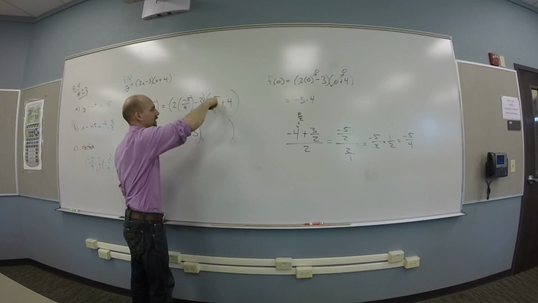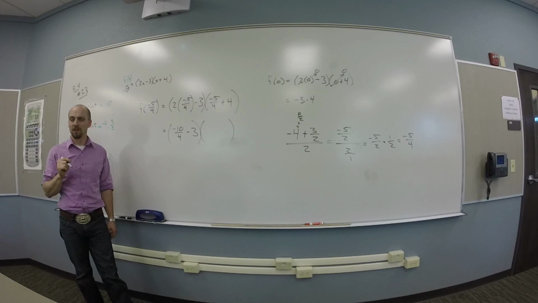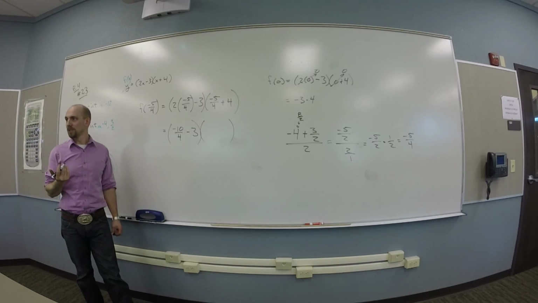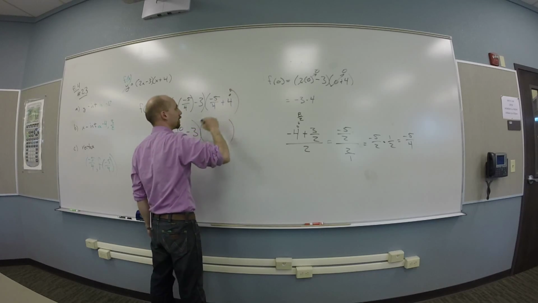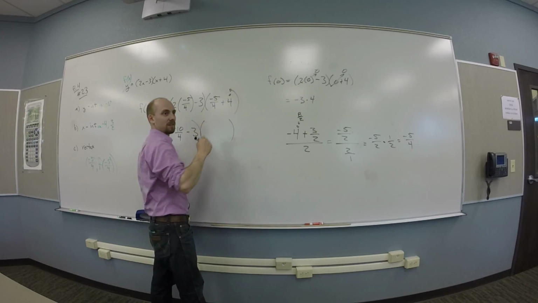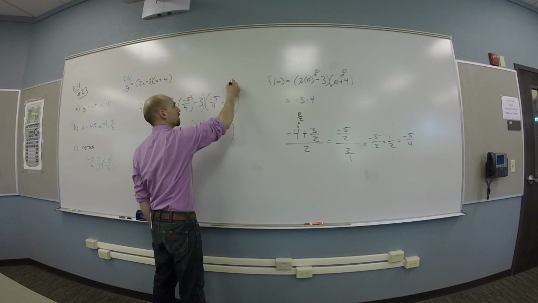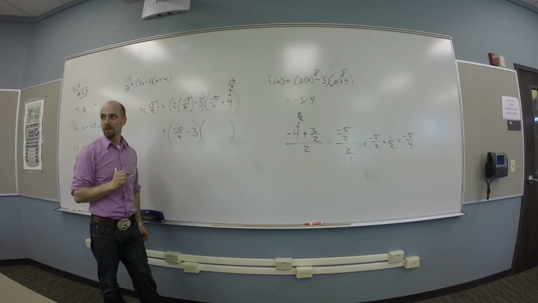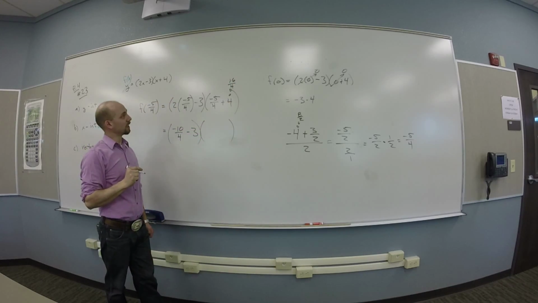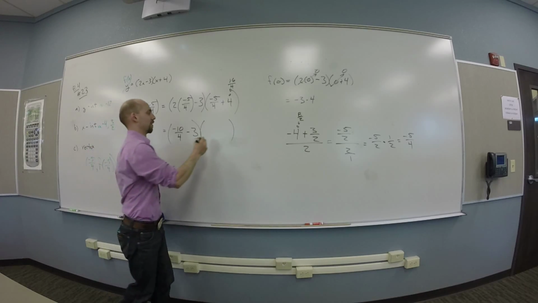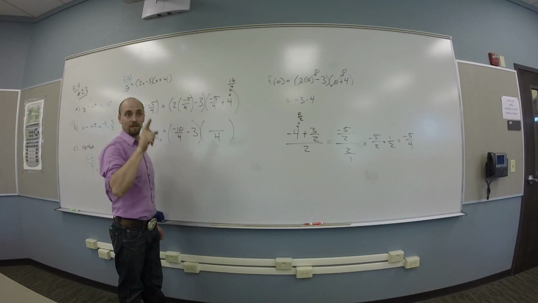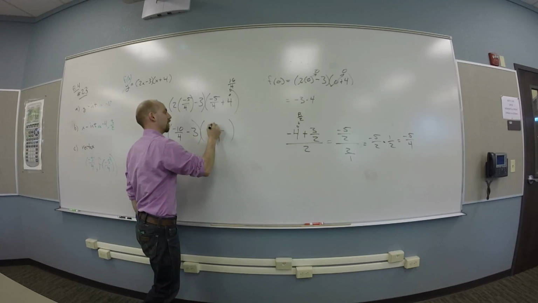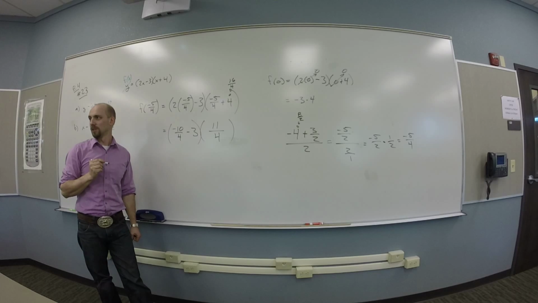And what do I need to do in this piece? Common bottoms. Yeah, I need to find common bottoms to add things together, right? So how many fourths is 16? 16 fourths. So when I add these together, what am I left with? 11 fourths. You guys all see that?